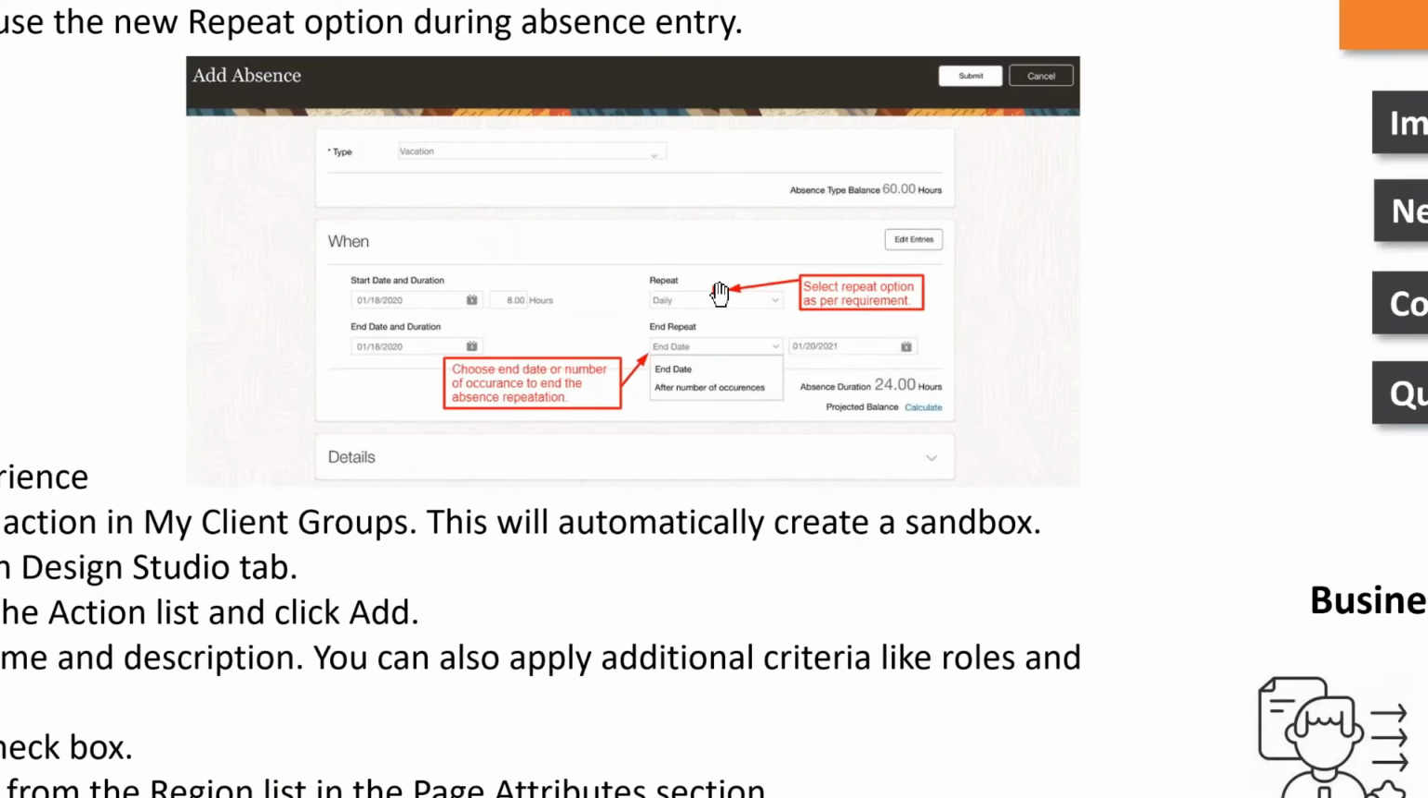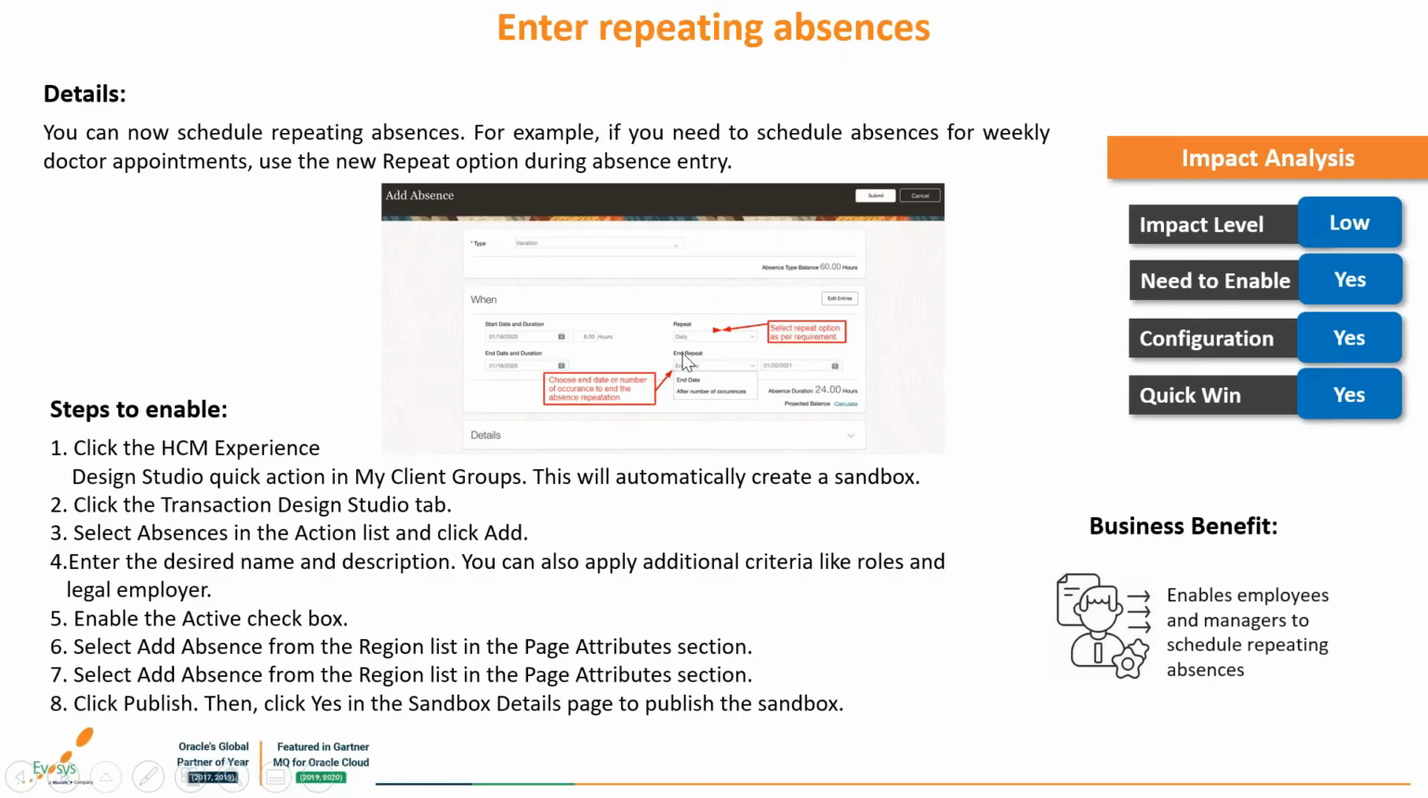populate the two fields, that is repeat and end repeat, and the system will automatically generate the recurring absences for you. To enable this, what we need to do is just make both of these fields visible using the HCM Experience Design Studio.